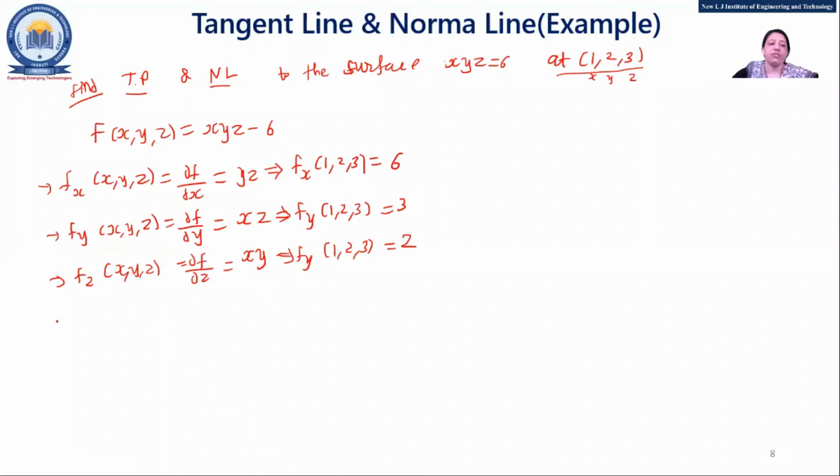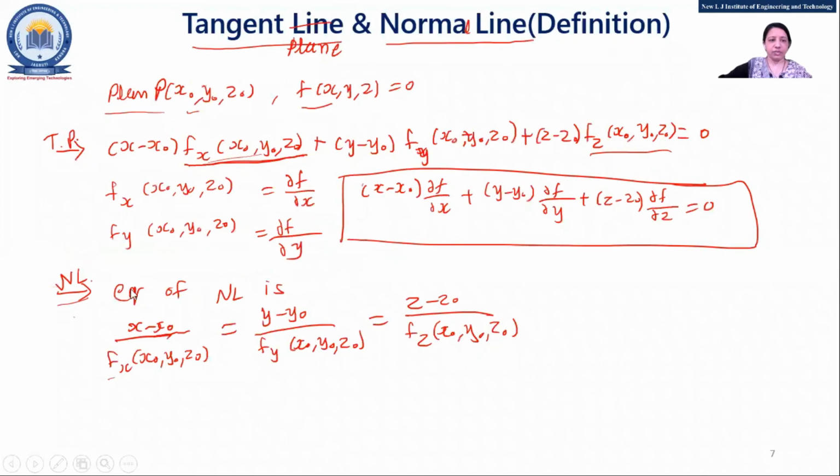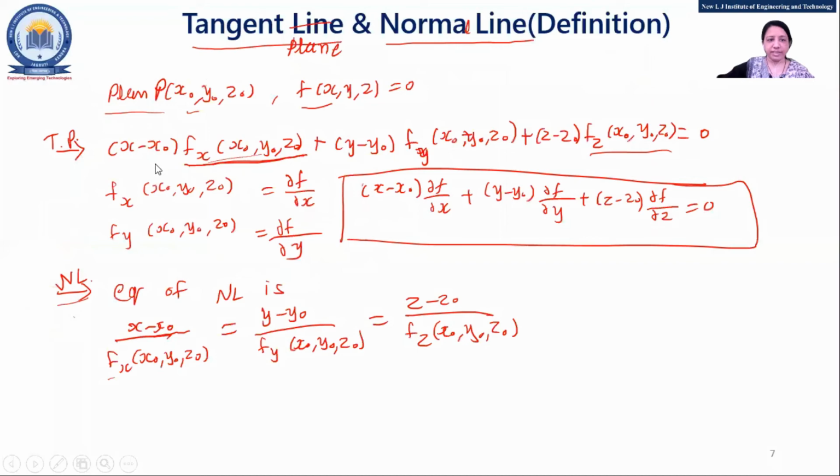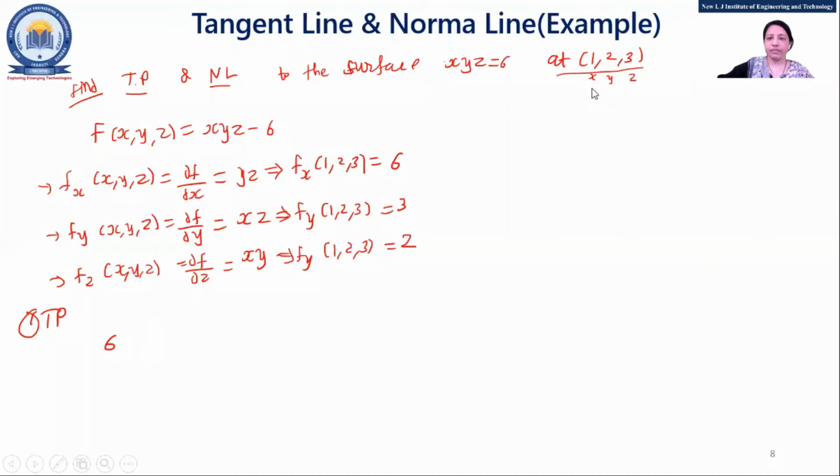Now, the equation of tangent plane at the 1, 2, 3 point. The equation is x minus x0 into fx. Our fx is 6, so I'll directly write down the value 6. Now x minus x0, our x0 is 1, y0 is 2 and z0 is 3. So tangent plane at 1, 2, 3.